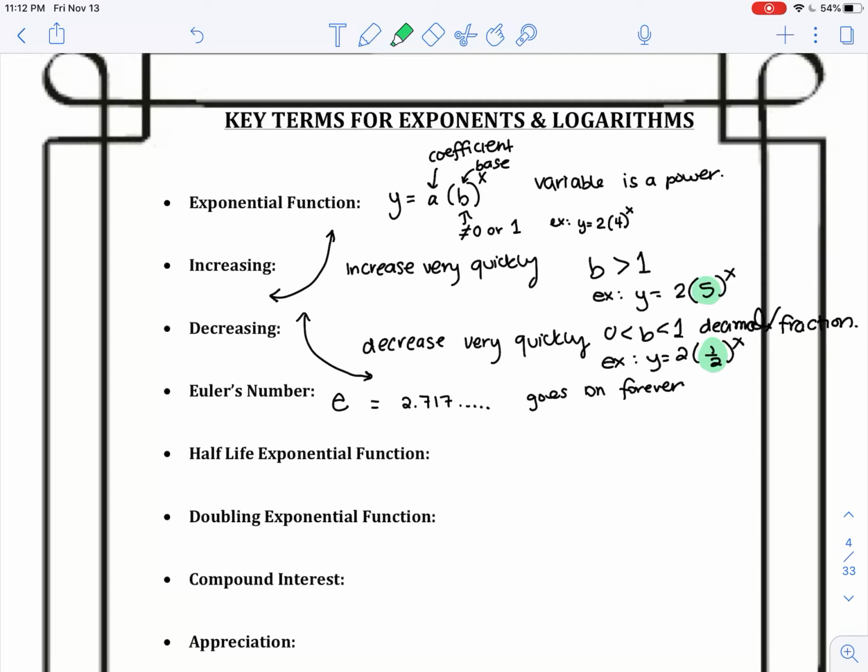Make sure you have that filled out, those little extra pointers, and then we'll go back to the notes. I'll scroll down.